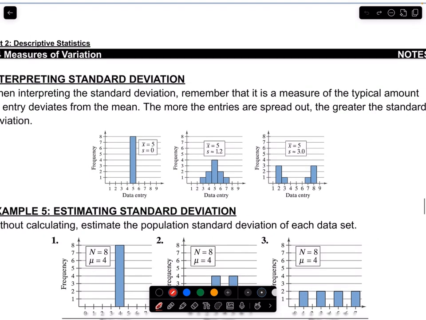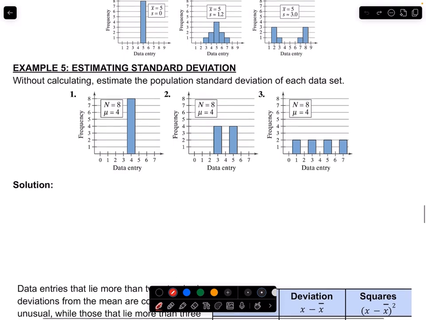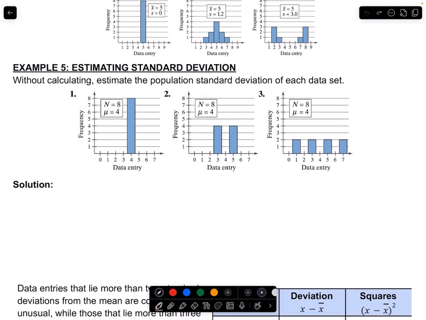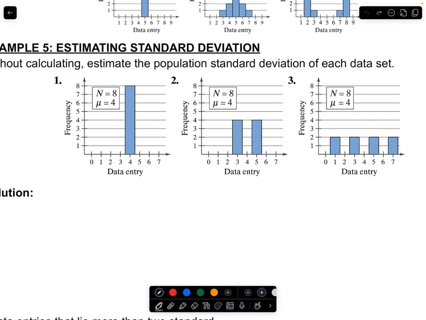All right, in example 5, they're asking us to estimate standard deviation without calculating. Estimate the population standard deviation of each data set. So if we were to look at example 1, all 8 of our data entries are right in this same block here. Okay, there's no variation, there's no deviation from that.